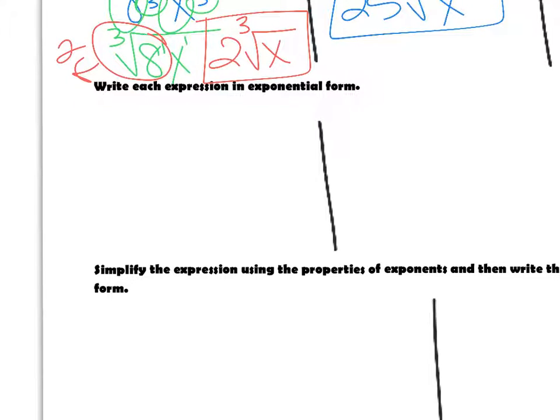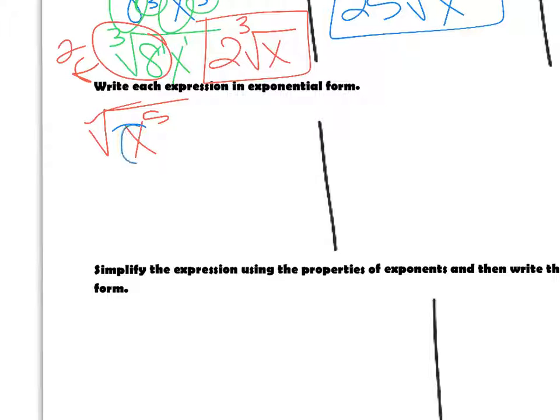Okay, down here we're going to do almost the same thing, just going the opposite direction. So this time we're going to write each expression in exponential form. So let's start with the square root of x to the 5th. Since it's already in radical form, if there's any simplifying we can do, we want to go ahead and do that. Now, since there's no number, there's not really any simplifying I can do. So we're ready to take this and write it as a rational exponent.